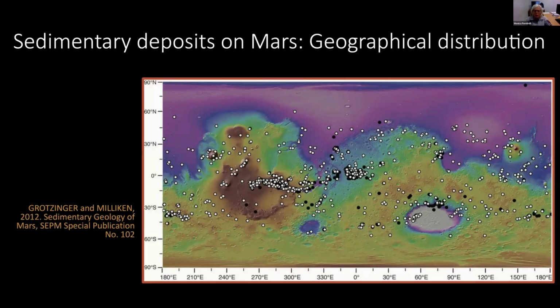Sedimentary deposits are widespread all over the planet. In this map, which is not very new but is anyway still correct, they are indicated where they were found on high-resolution datasets, HiRISE and narrow-angle. You see they are widespread all over the planet, but mostly in the highlands.